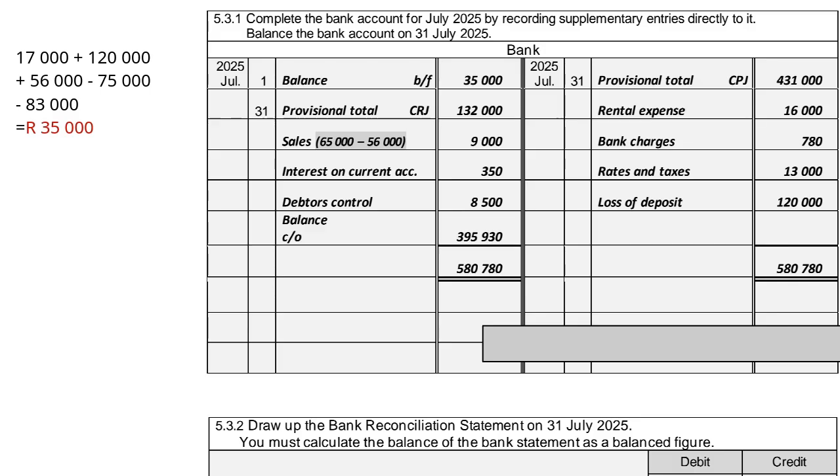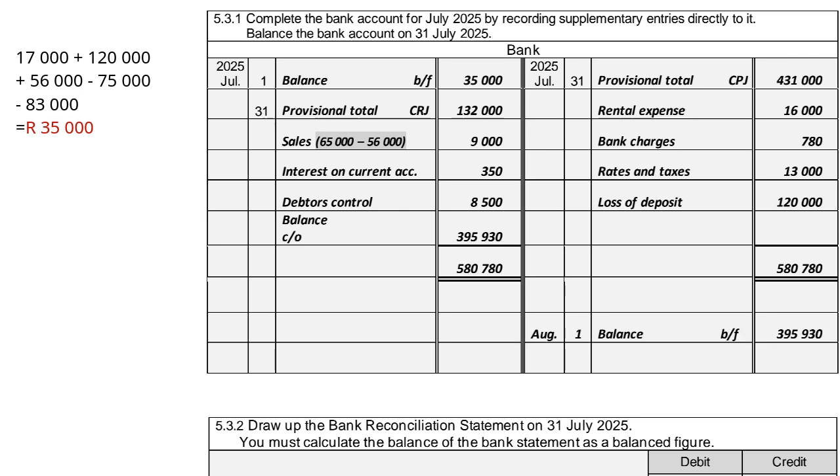We make it equal to our debit side, so our balance carried over is 395,930 Rand, and that will be our opening balance on the credit side for August the 1st, 395,930 Rand, and we will use this amount in our bank reconciliation statement.